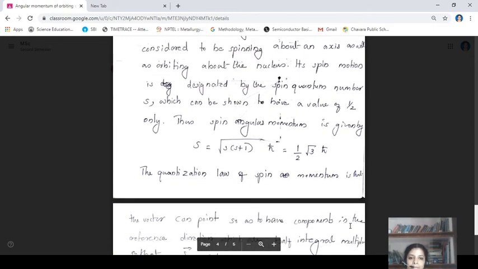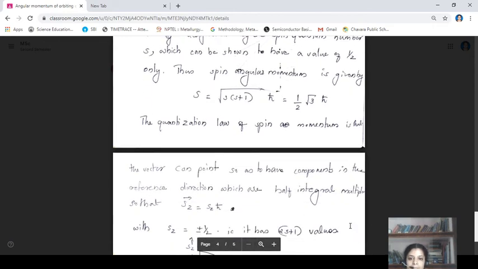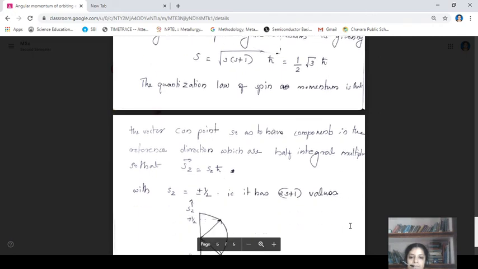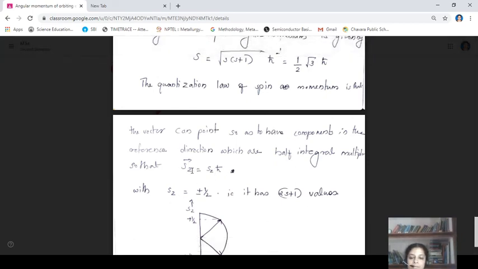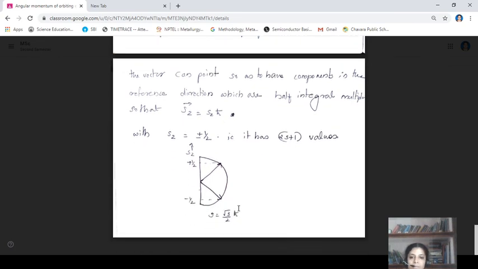The quantization law of spin angular momentum states that the vector can point so as to have components in the reference direction which are half integral multiples, so that Sz = ms h cross. Here ms is a number, and this actually represents the vector component. So ms can have two values, plus half or minus half, and the orientation is also shown in the figure.